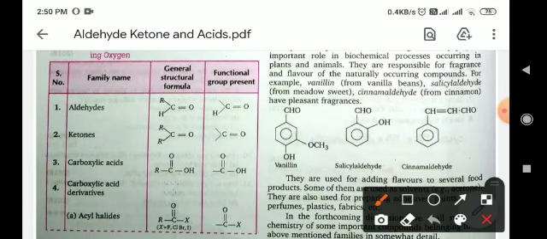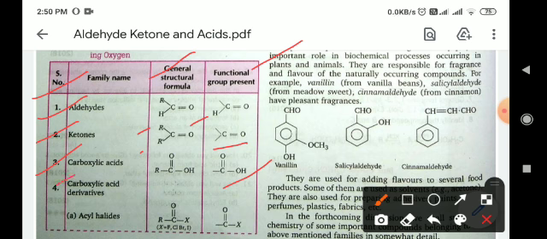There is a list given in which some aldehydes, ketones and carboxylic acids are shown, with the family name, general structural formula and functional group present. Aldehydes have C double bond O H, in which one hydrogen is present at this position. In ketones two alkyl groups are present, represented by this functional group, and carboxylic acid is RCOOH, represented by this functional group unit.